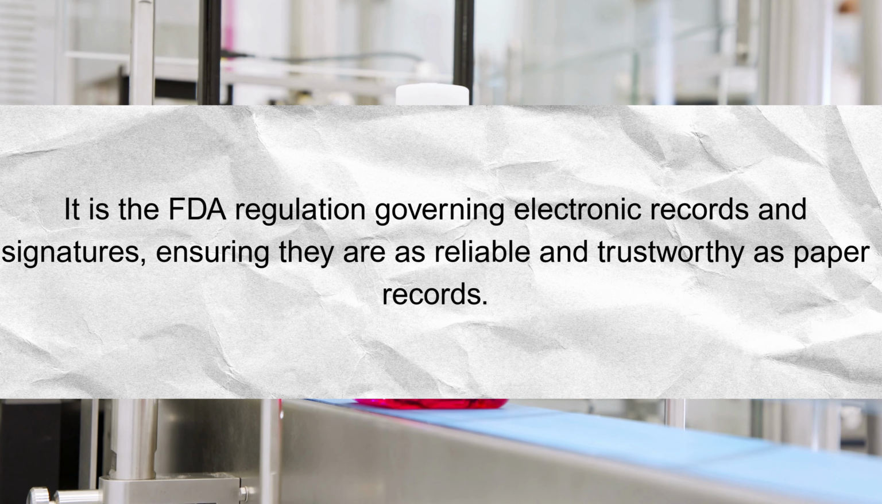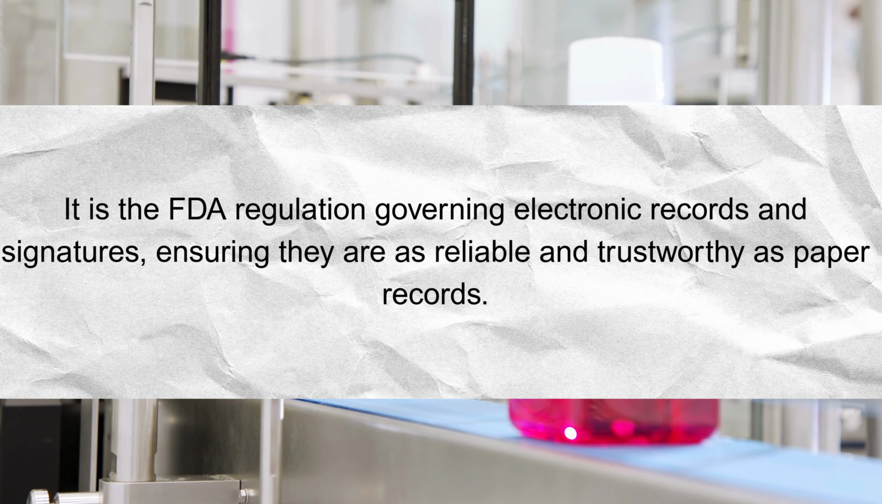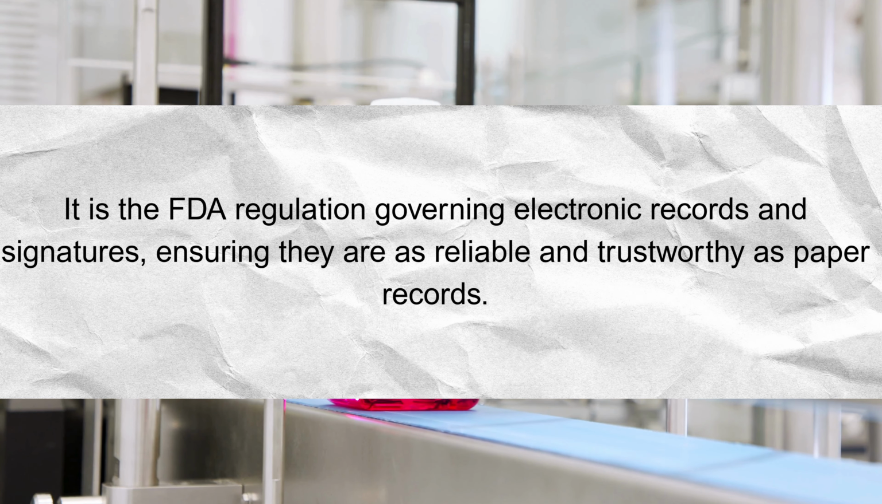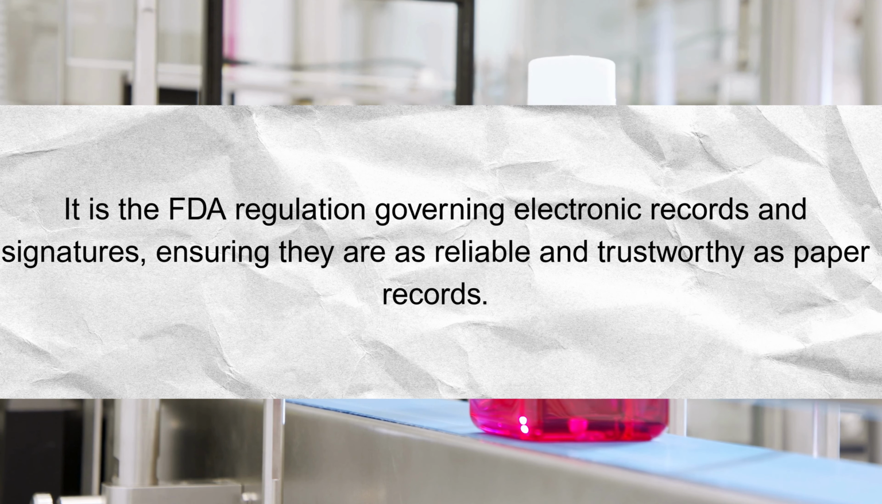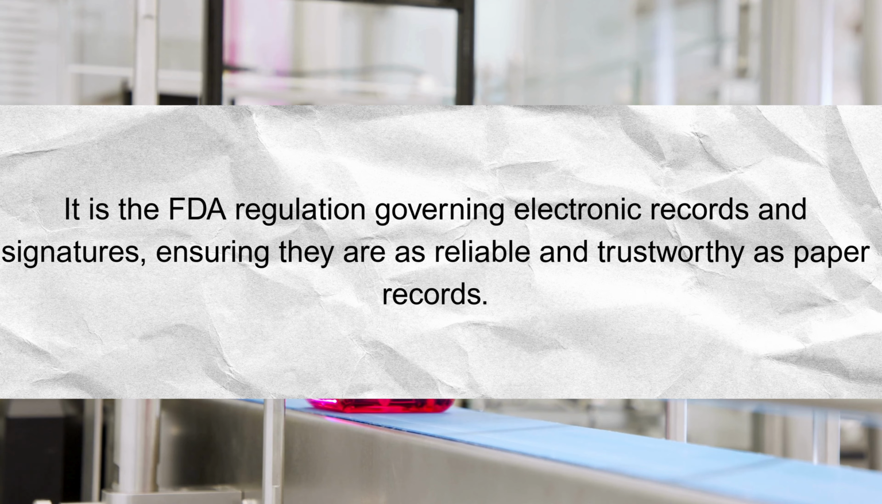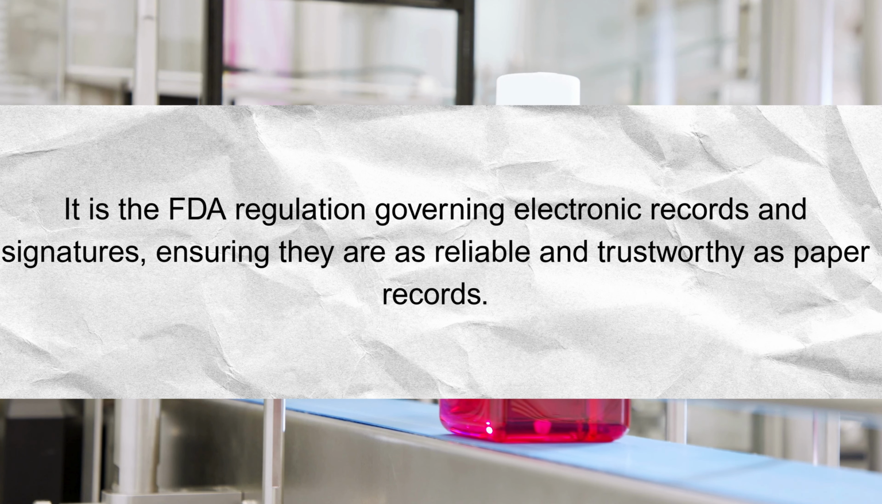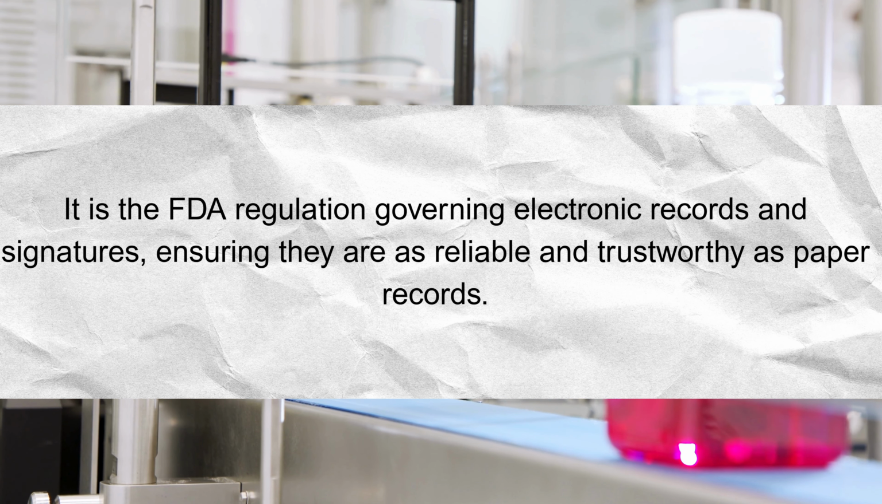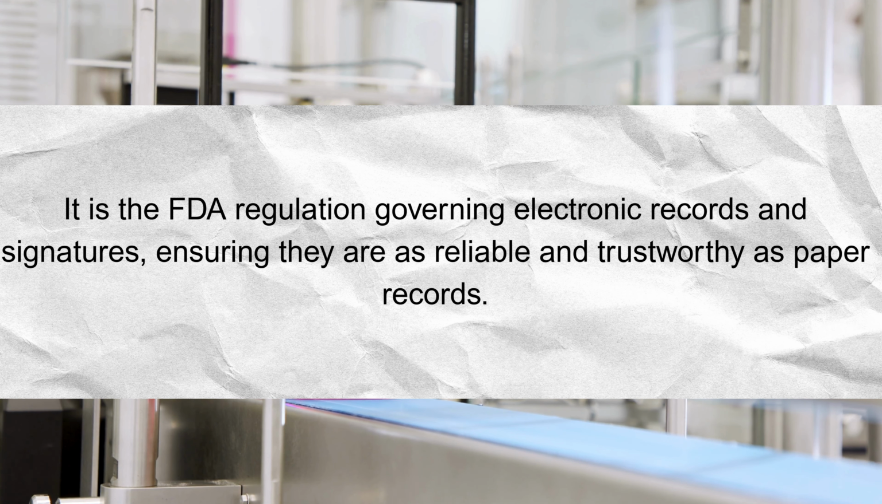This is a specific section of the Code of Federal Regulations that sets the FDA's requirements for electronic records and electronic signatures. It ensures that digital data is just as reliable and legally binding as traditional paper records. To comply, systems must have restricted access, time-stamped audit trails, and secure signatures that cannot be easily falsified.